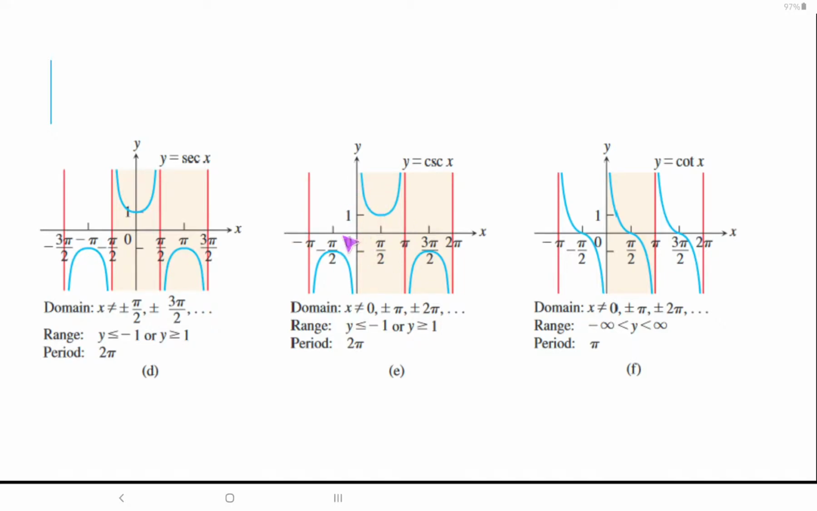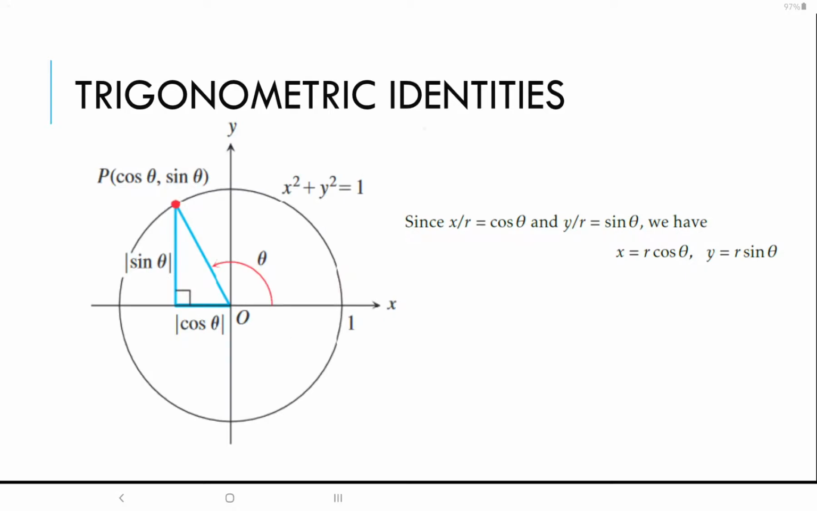So where sine is 0, there cosecant has no function value. Okay? Then here we have the graph of cotangent. So the period of secant is 2 pi, cosecant is 2 pi, and cotangent is pi. Okay? Next, we will discuss trigonometric identities.